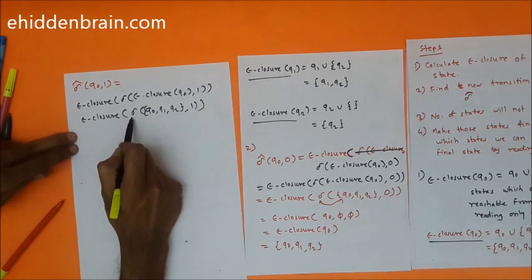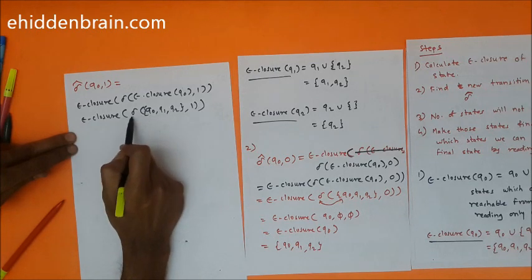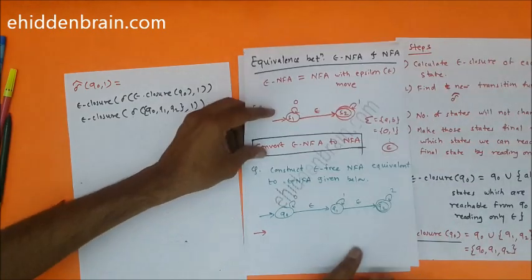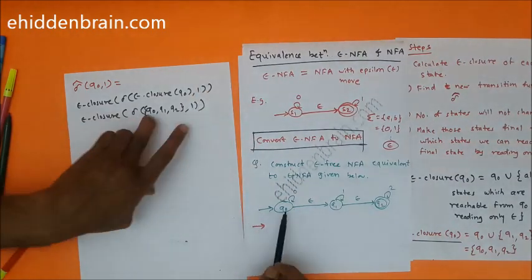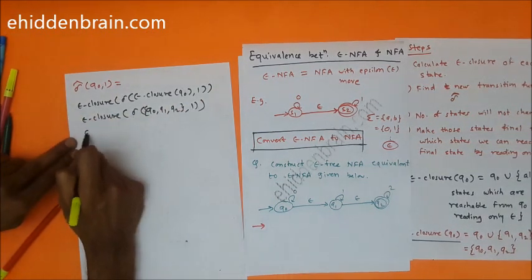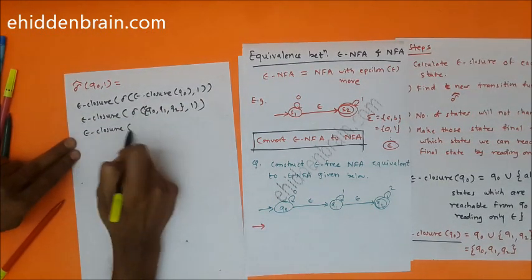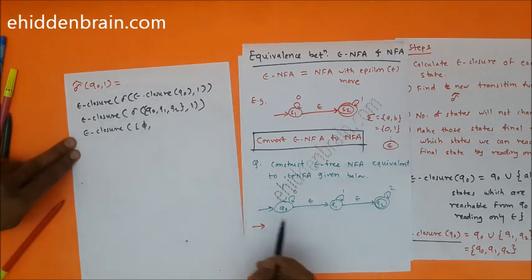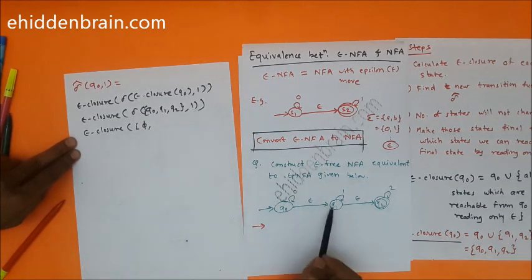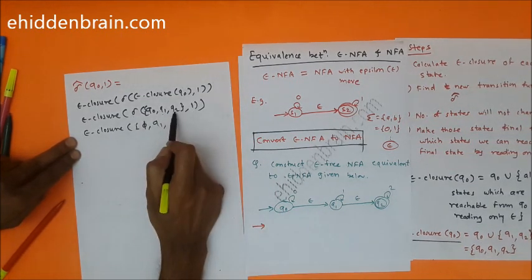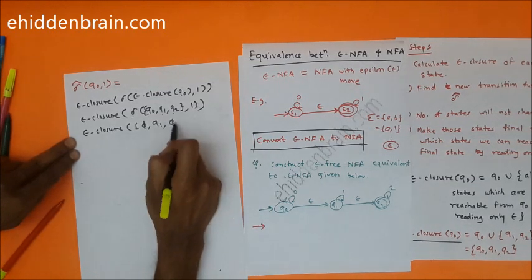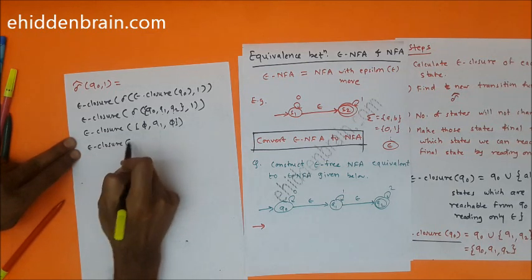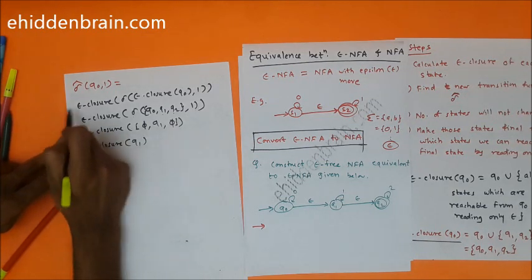Now go and find the transitions of Q0 in the given epsilon NFA. I will come here to the given epsilon NFA. On Q0 for 1 I don't have anything, so I get phi. Then Q1 on 1 is Q1 itself, and Q2 on 1 is again phi. So finally I get the epsilon closure of Q1. What is the epsilon closure of Q1?